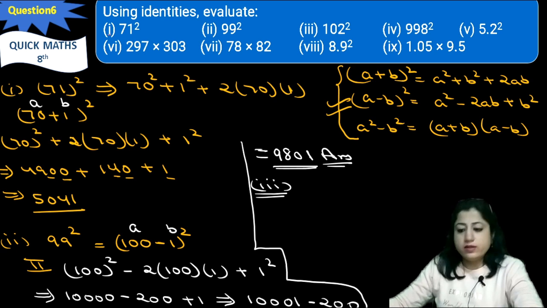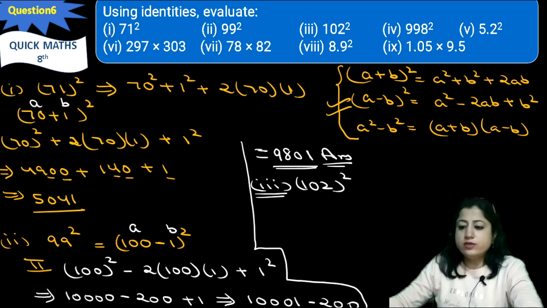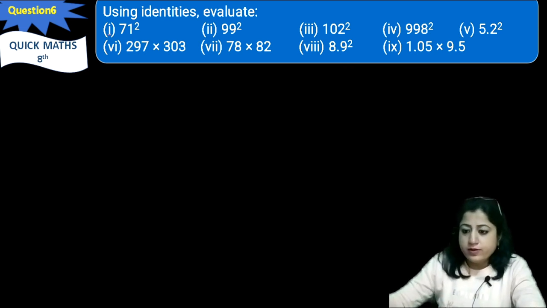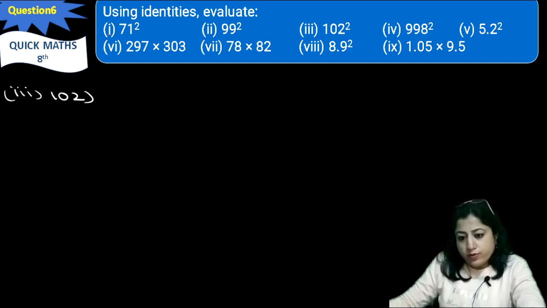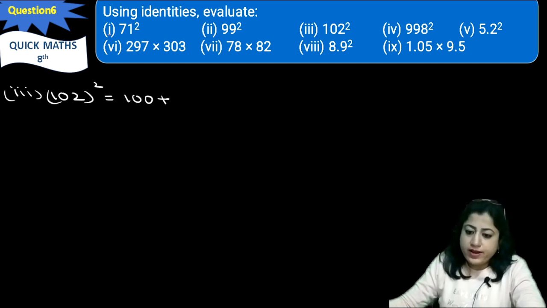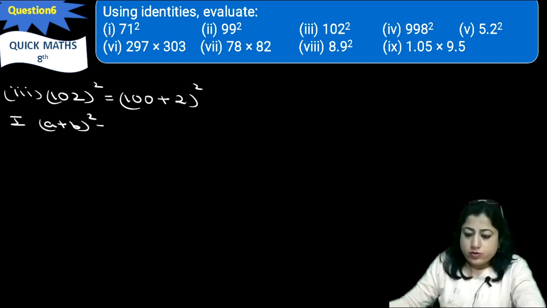The third part can be easily solved. It is 102 whole square. Now we can use the next slide also to solve it. Now the third part will be visible clearly. 102 whole square. First of all, it is very close to 100, so it will be written as 100 plus 2 whole square. Now we will use the identity, (a plus b) whole square, which is equal to a square plus 2ab plus b square.